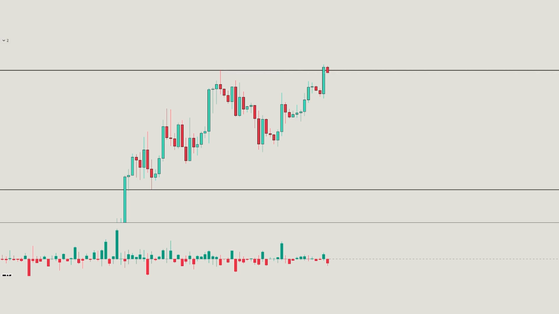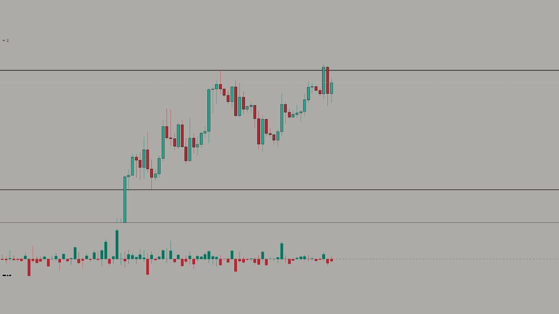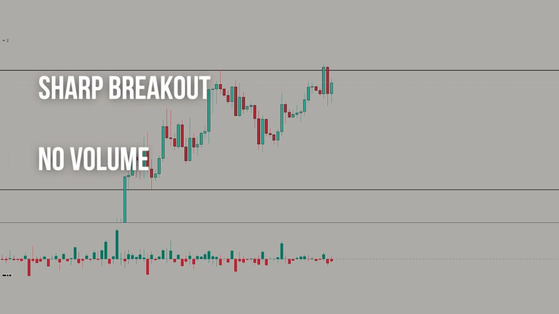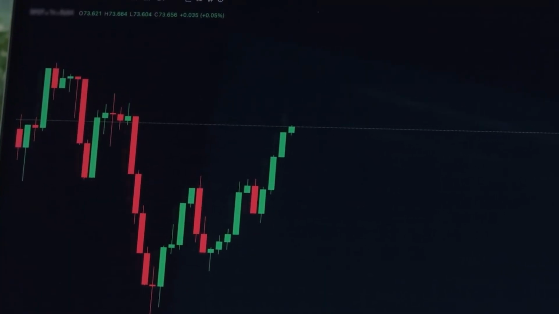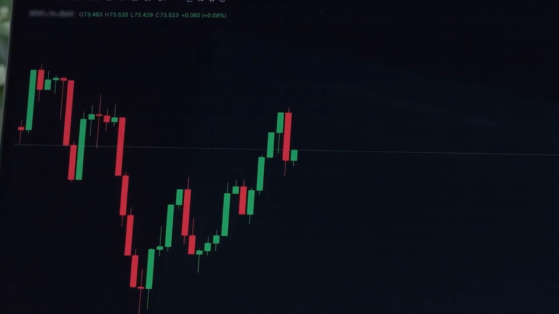It is especially important to observe how the candlesticks close after the breakout. If the next candlestick closes below the level and forms a reversal pattern, it is a clear signal. The breakout was not confirmed. On the chart, it always looks like this. The price went out, could not hold, came back, and all this happens against the background of weak volumes and rapidly losing strength. It is this sequence: a sharp breakout, no volume, rapid weakness, and reversal. That is the basis for the entry point, which we will talk about next. So we figured out how a false breakout looks and by what signs it can be recognized.